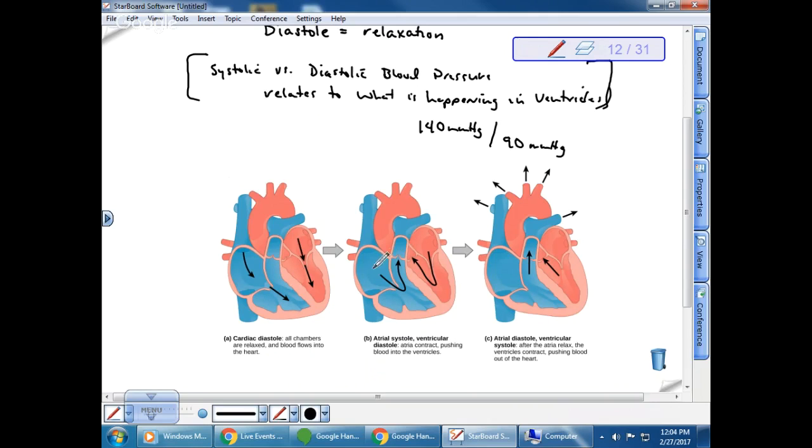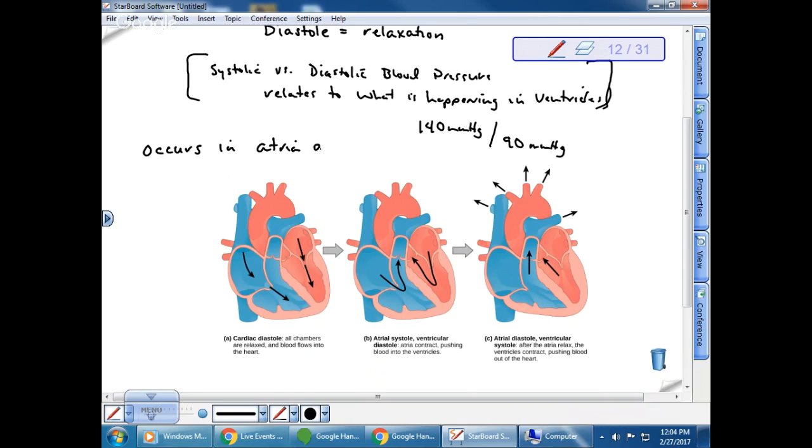So atrial systole just forces the blood down into the ventricles, and then ventricular systole would force blood up and out of the heart. Okay, so this just occurs in the atria as well.